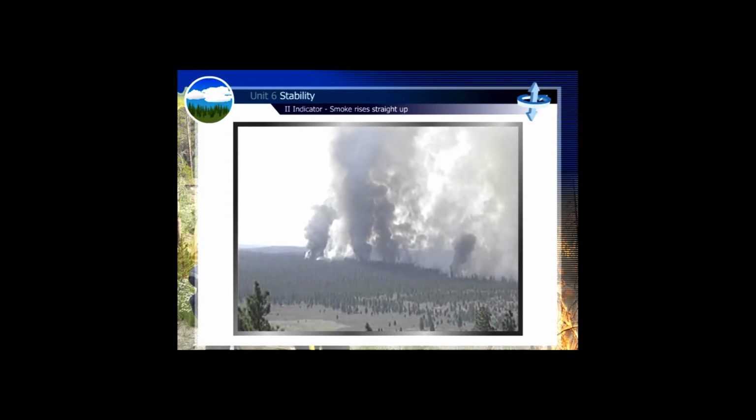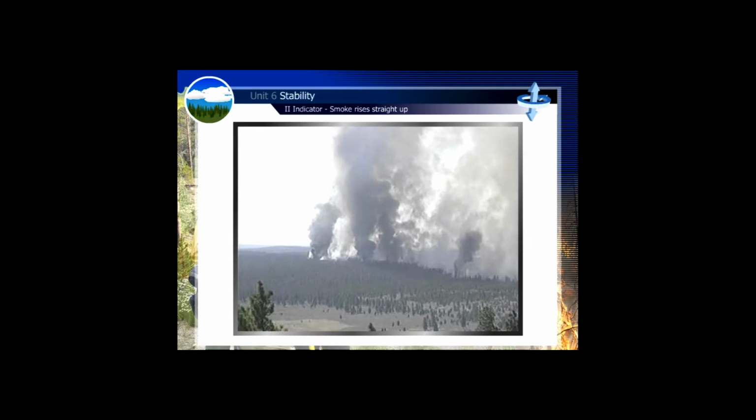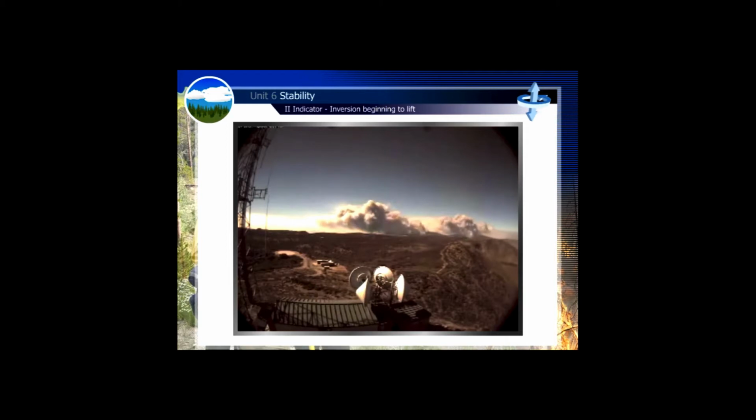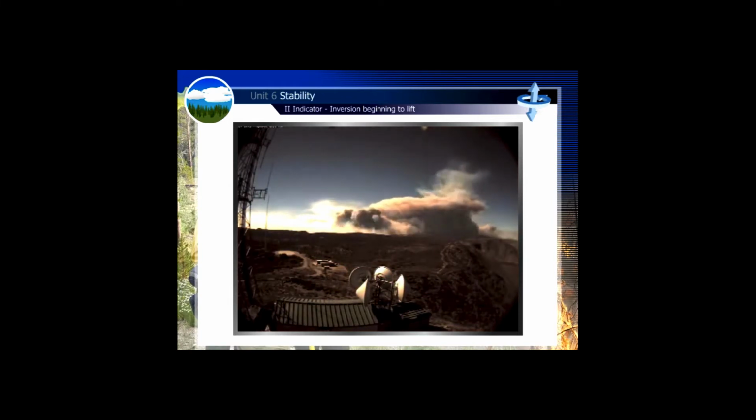Smoke rising straight up is an indicator of vertical movement and an unstable atmosphere. Another sign that the atmosphere is becoming unstable is when you see an inversion beginning to lift. For example, when an inversion is breaking, relative humidity values can drop from the 40s and 50s back into the single digits in less than 1 hour. The behavior of the fire burning beneath an inversion can change abruptly when the inversion is lifting.